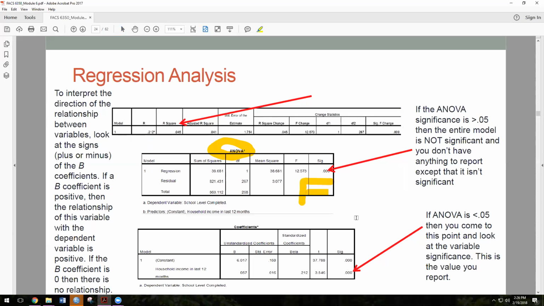It means that it tests the overall model. And so if this is not significant, like if this is greater than 0.05, then the entire model is not significant and I just move on because I can't talk about it. But this significance level is 0.000, so it is significant. So then I can go down to my coefficients and say, okay, my household income in the last 12 months is a significant predictor of my education level.